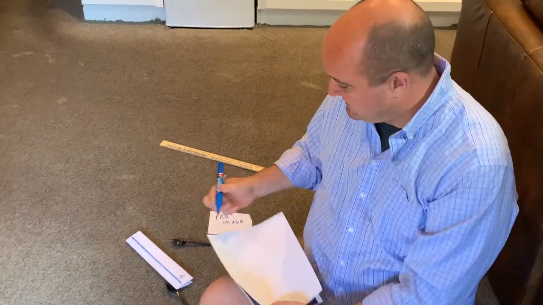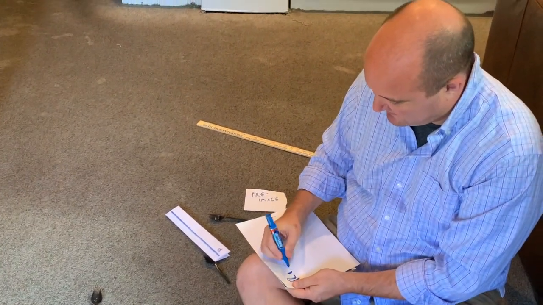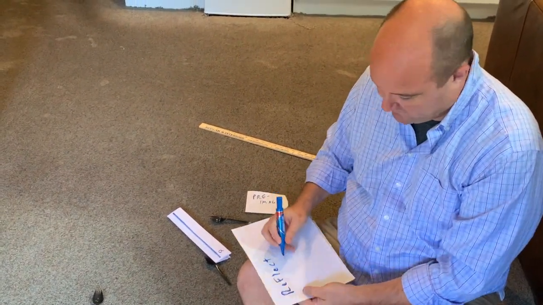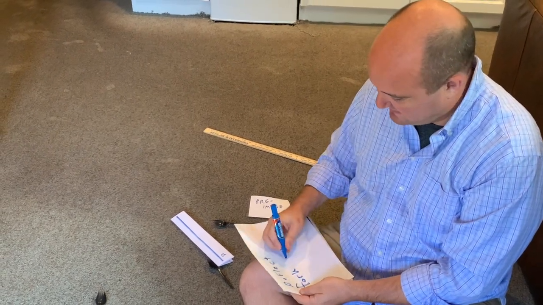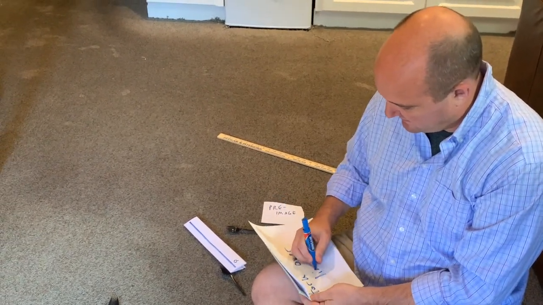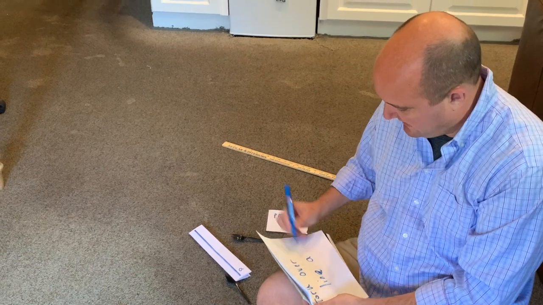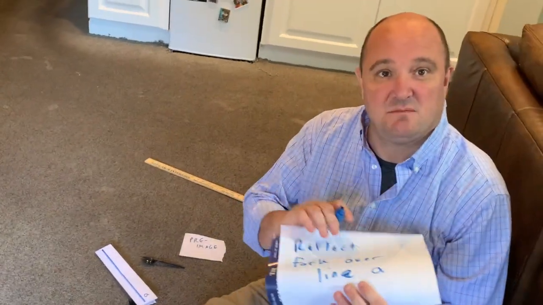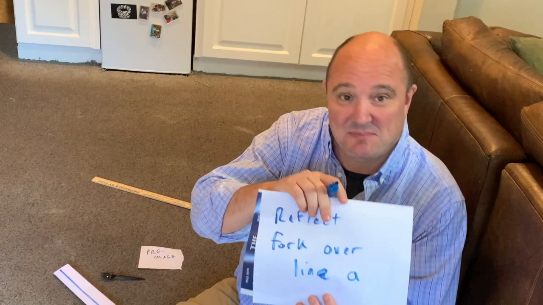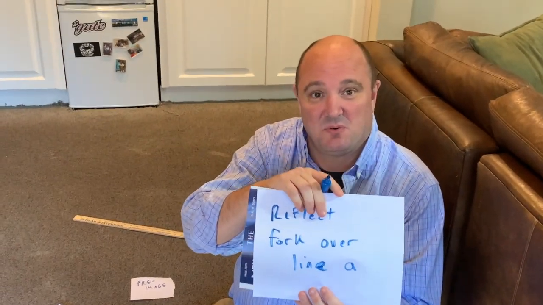How would I write the answer? I would write reflect fork, or whatever my image is, over line A. And if you've labeled your line X or line B or whatever, you would use whatever you've done.